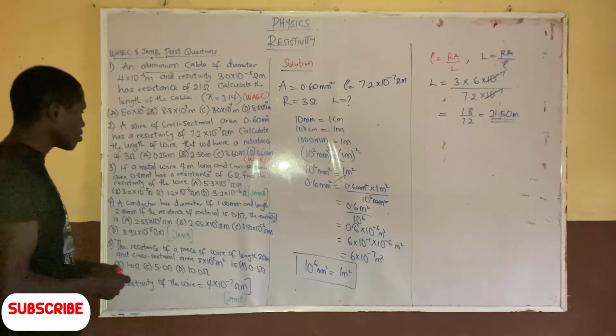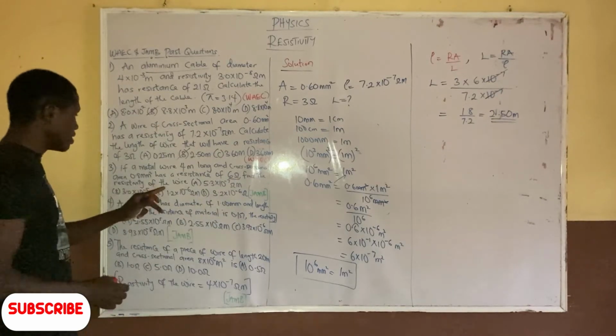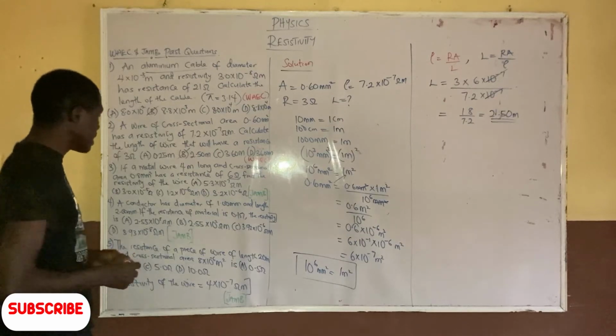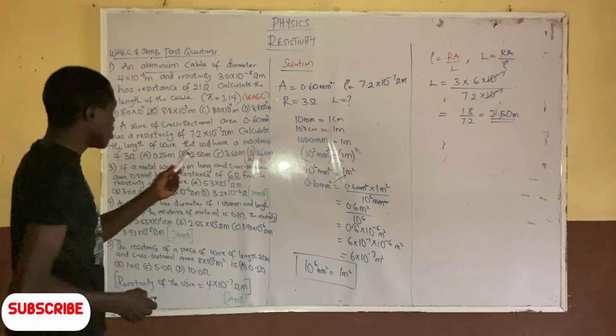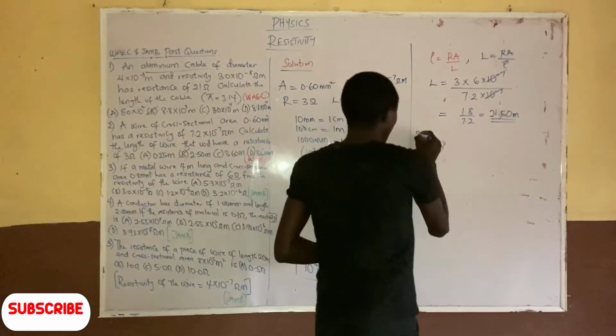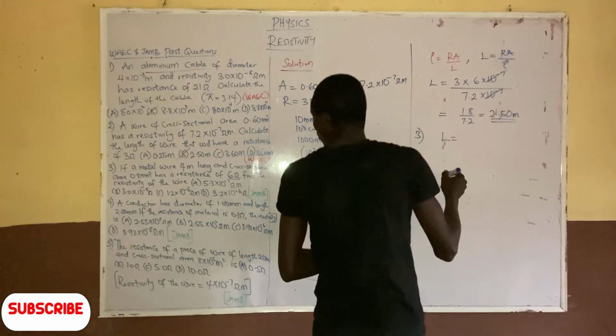has a resistance of 6 ohm, find the resistivity of the wire. We are told that a metal wire is 4 meter long. So question number 3 says that a metal wire of 4 meter long.